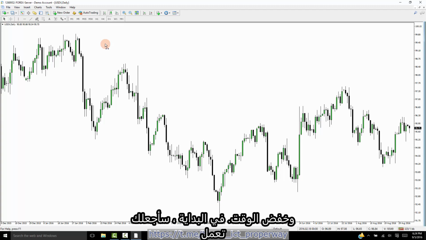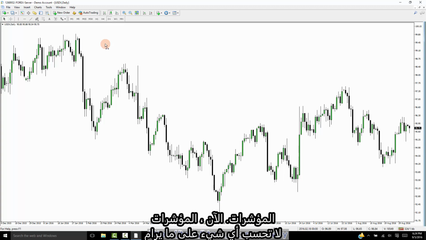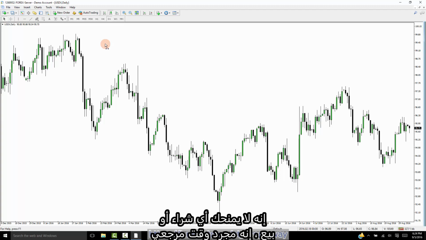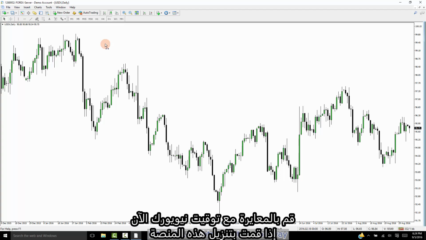Initially, I'm going to make you work a little bit, because it's important that you understand what you're looking at. Do not grow accustomed to just using indicators. Now, indicators are not calculating anything. All my indicators do is highlight time and price. So it's not giving you any buy or sell. It's just referencing time and price. And we'll talk more about that topic throughout the next 12 months. But for now, I want you to calibrate to New York time.